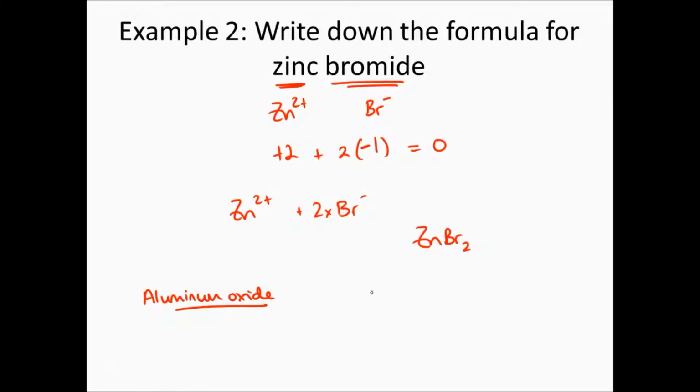This is a bit more complicated. So aluminum is Al 3 plus, and the oxide ion is 2 minus, as you may know. So let's look at this. I have plus 3 here and minus 2. If I multiply this 2 by 2, I get a minus 4 charge, which is lower than the aluminum 3 plus. So I need 2 of these to give me plus 6, and then I can use 3 oxide ions to balance it out. So it is Al2O3.